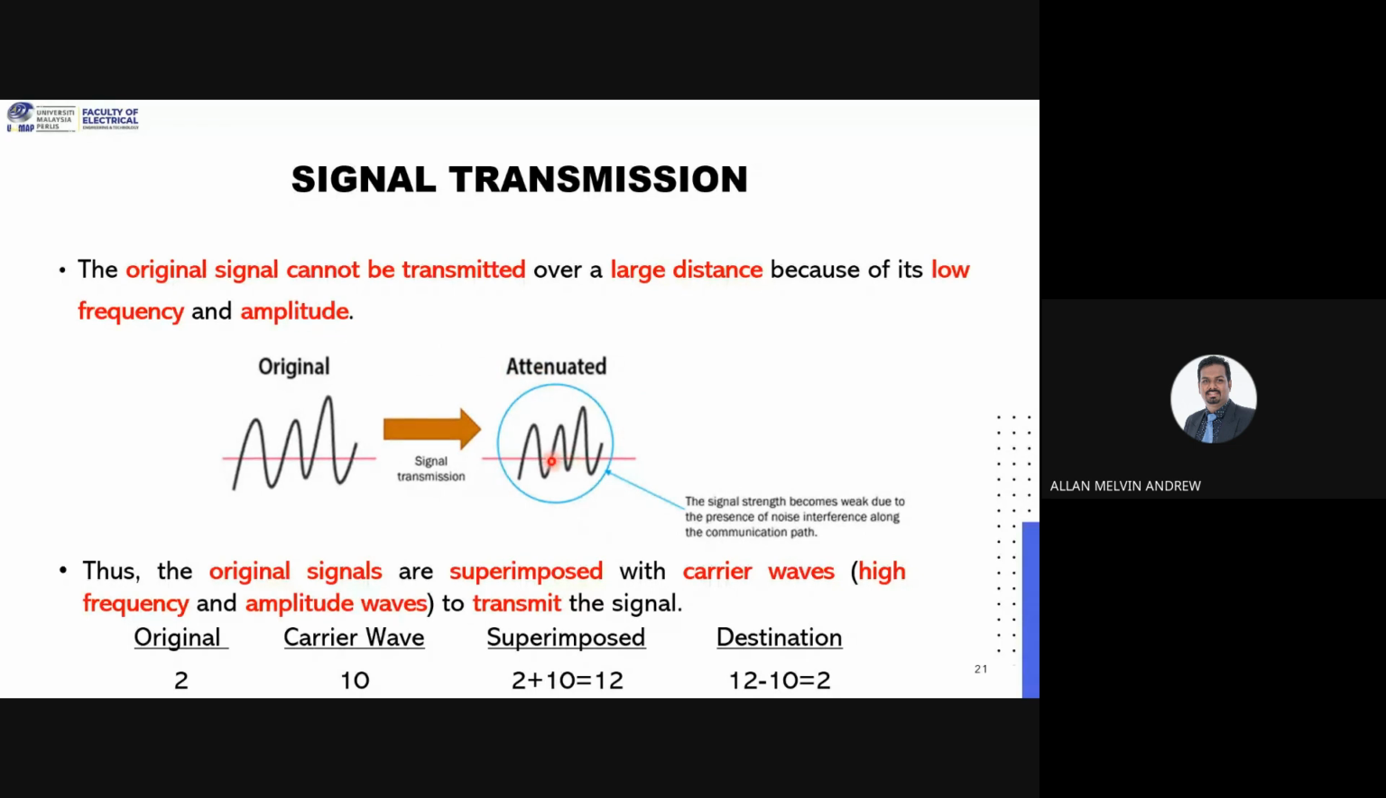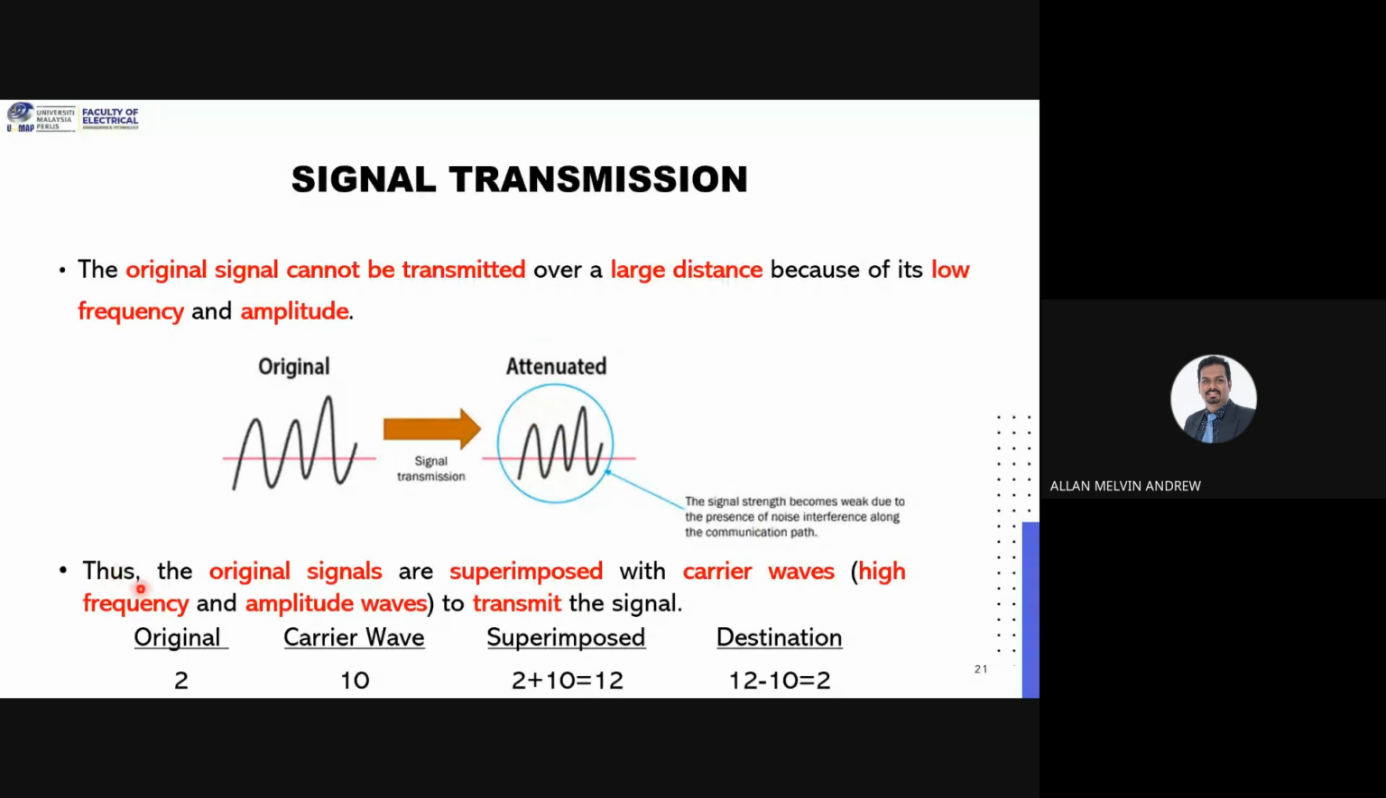Okay, so attenuated meaning the signal strength becomes weak due to the presence of noise interference along the communication path. So earlier the example: let's say you want to walk from Perlis to Kuala Lumpur. In between you walk, you become tired, so your signal becomes weak. So you need to take rest. Suddenly there's a lot of traffic, a lot of obstacles in between. So over time, the signal will become weak. So that is what we call attenuation.